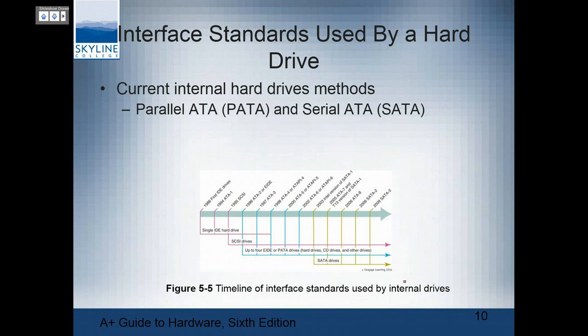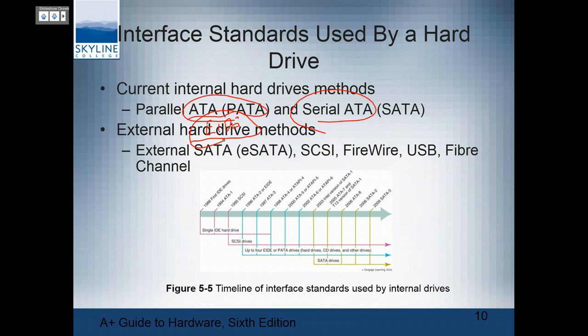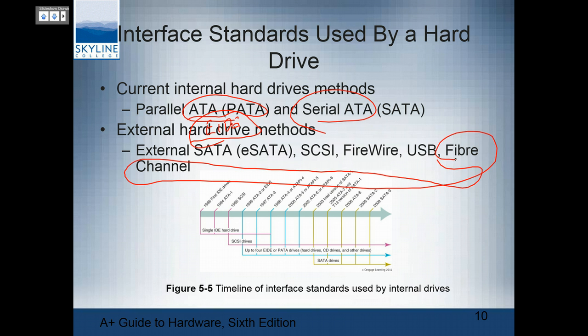The internal hard drive methods: parallel ATA, the EIDE that we've been talking about. Serial ATA, seen the serial ATA, the much smaller connector, smaller wires. The problem with these, when you get into heat, is they're wide cables. They can affect the airflow through the system if you're not careful how you lay those cables out. The external SATA, eSATA, SCSI, FireWire, USB, fiber channel. Fiber channel, nice circle there, huh?